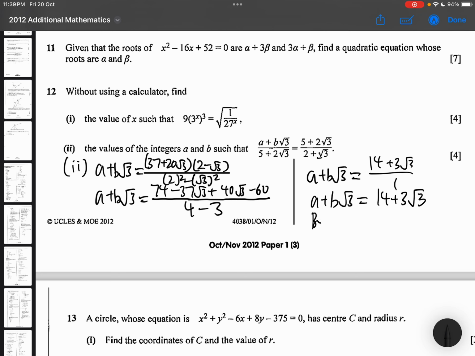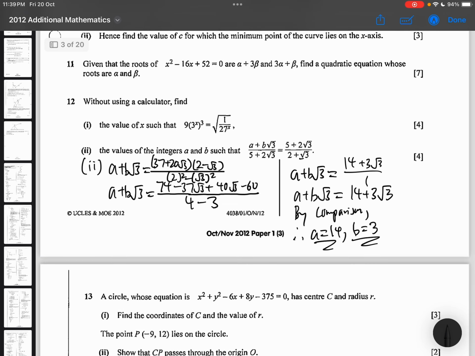So by comparison, a is 14, b is 3. And that is part 2, and effectively the entirety of question 12 of the 2012 paper.